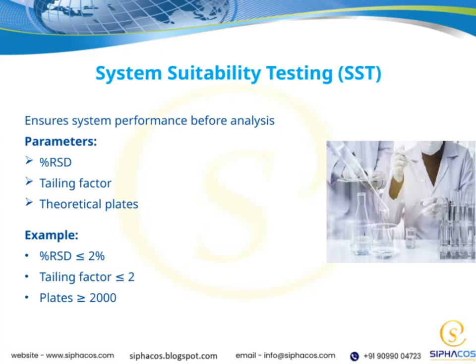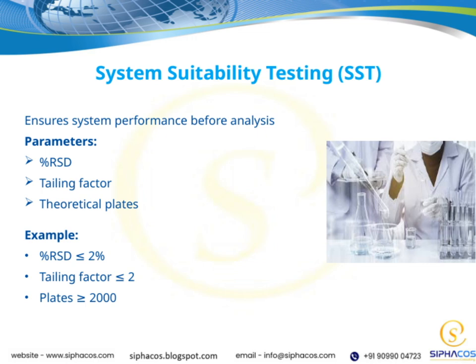Now let's talk about system suitability testing, or SST, which is a crucial step before we begin any analysis. Its main purpose is to ensure that our system is performing optimally and reliably. When we perform SST, we look at several key parameters. First is the %RSD, or relative standard deviation, which should typically be less than or equal to 2%. This tells us about the precision of our system.